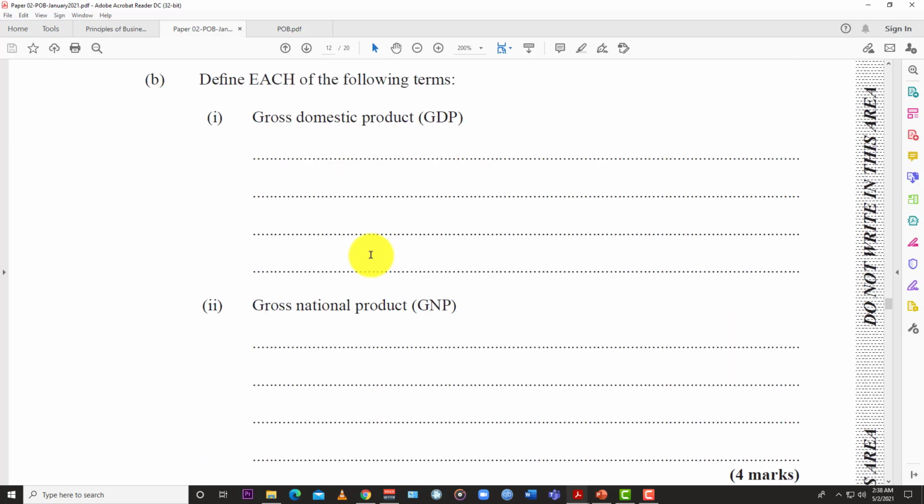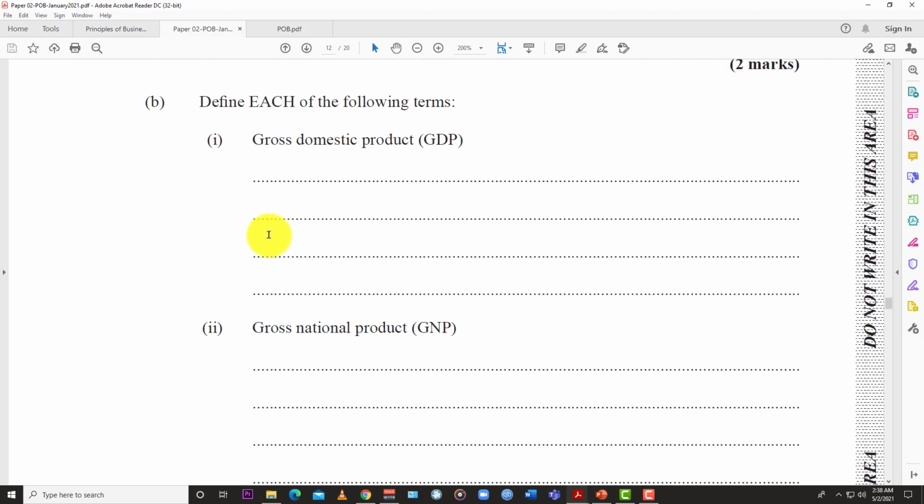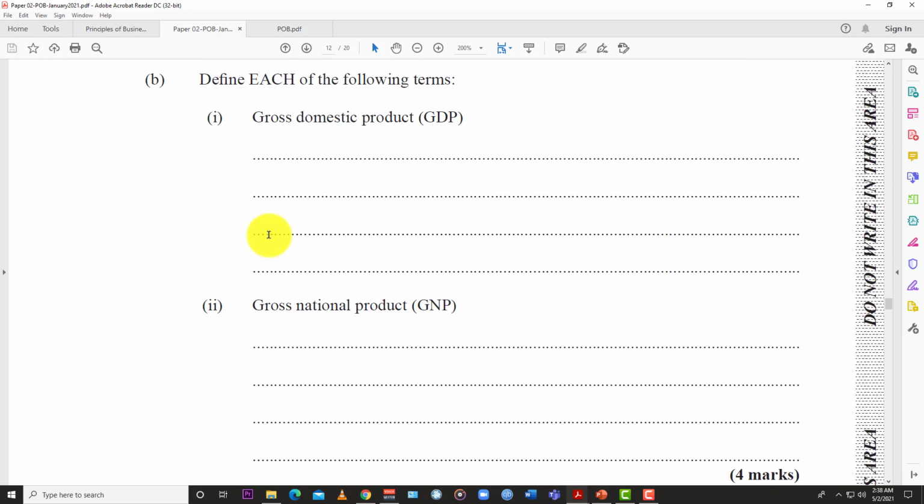Then the next question asks, define each of the following terms: GDP and GNP. And of course they are different. Gross domestic product is the monetary value of all goods produced within the borders of a country, right?